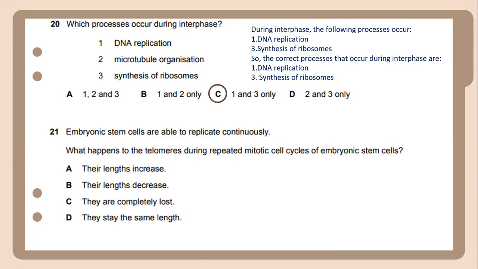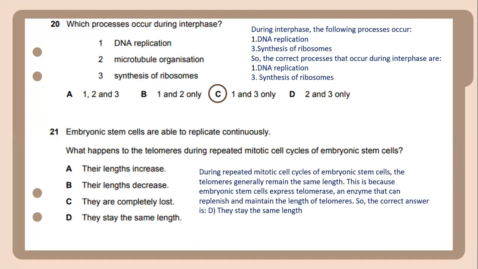Embryonic stem cells are able to replicate continuously. What happened to the telomeres during repeated mitotic cell cycles of embryonic stem cell? During repeated mitotic cell cycles of embryonic stem cell, the telomeres generally remain the same length. And this is because embryonic stem cells express telomerase, an enzyme that can replenish and maintain the length of telomeres. So the correct answer is D. They stay the same length.